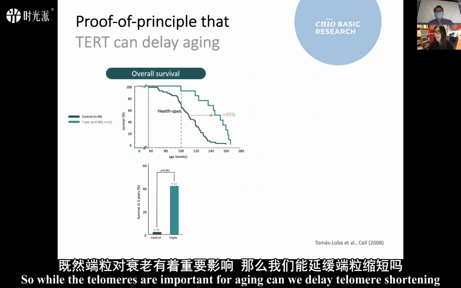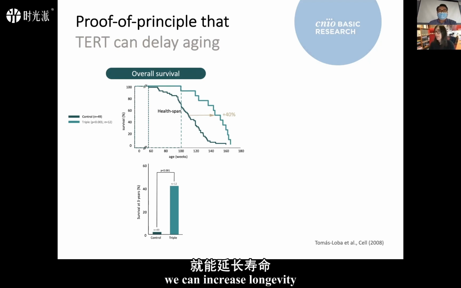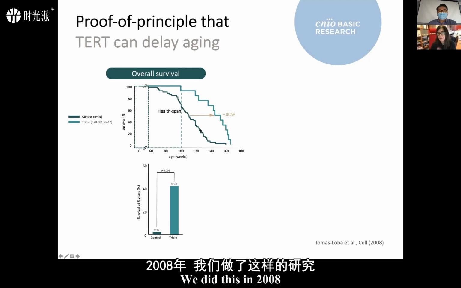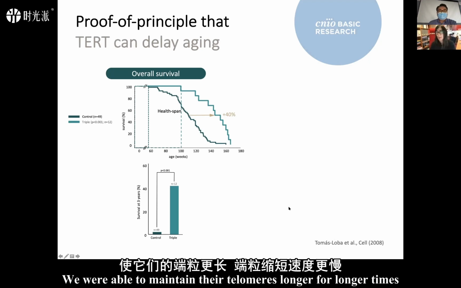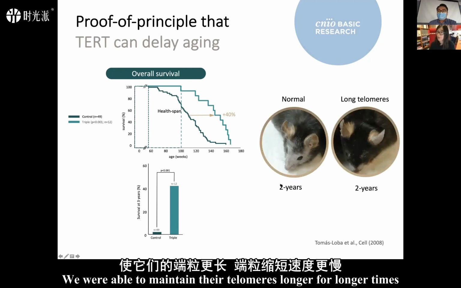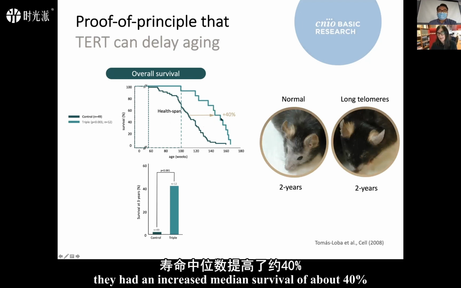So while the telomeres are important for aging, can we delay telomere shortening? Can we show that really telomeres, if their shortening is delayed, we can increase longevity? We did this in 2008. So we generated transgenic mice that we were able to maintain their telomeres longer for longer times. And we could see that the mice that had longer telomeres, they had an increased median survival of about 40%.